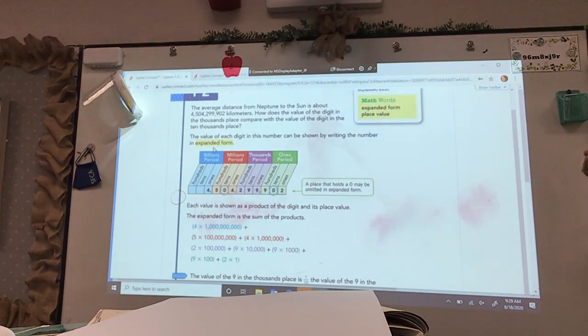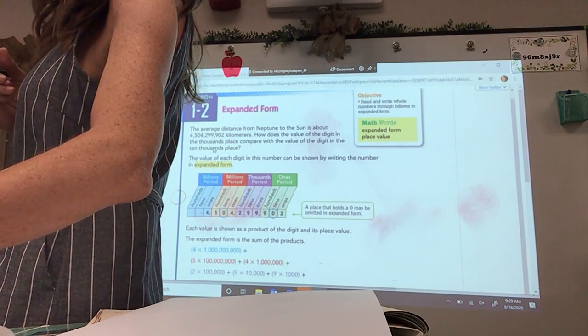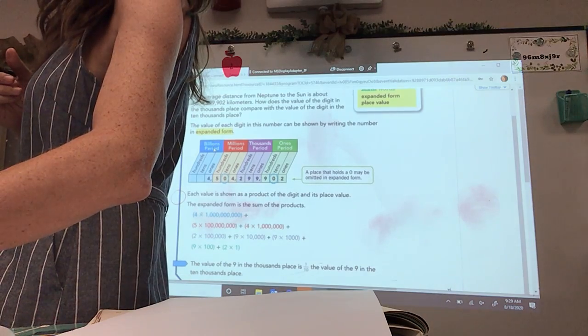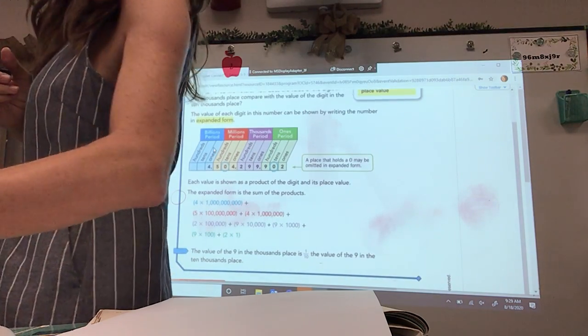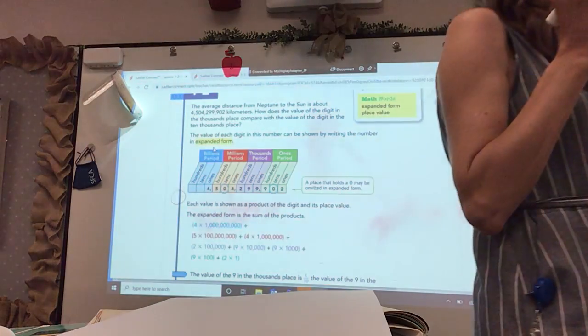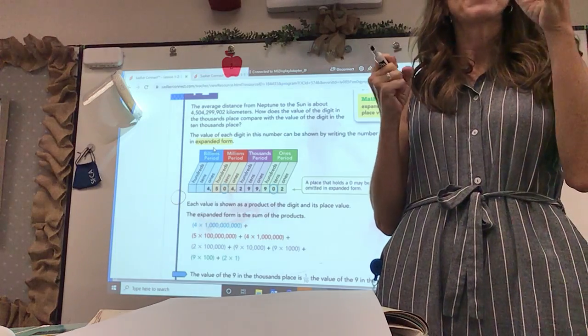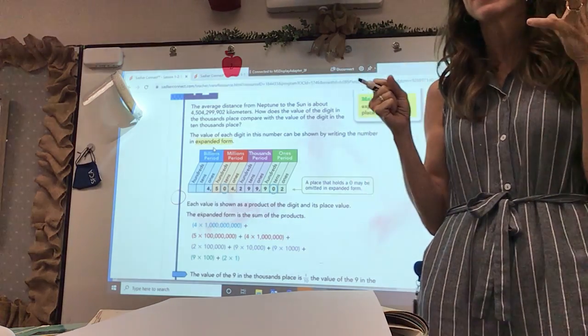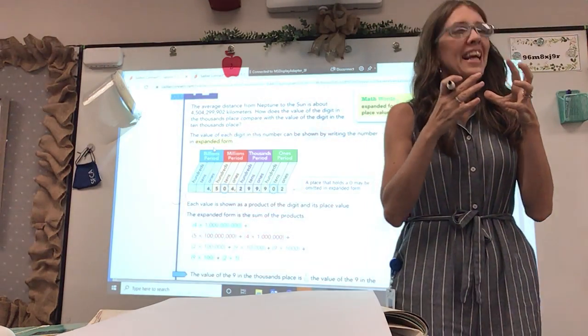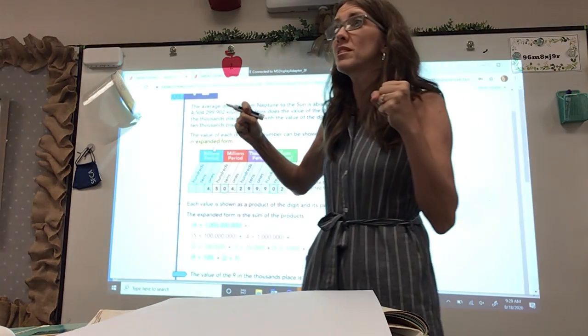All right, so we are on lesson 1-2 on expanded form. What does it mean if you expand something? What does the word expand mean? Juliet? It gets bigger, yes. Anybody else? If you expand it? It gets wider and longer. Like you stretch it out, right? That is what we're going to do today.